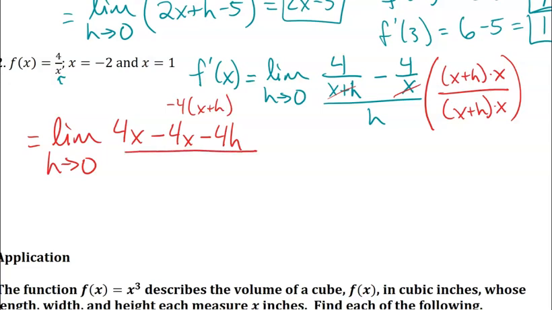And then down in my denominator, nothing cancels because I don't have any fractions here. I am going to leave that h factored though, because again, we want to cancel out an h from the top and the bottom once we simplify. So h times x plus h times x.